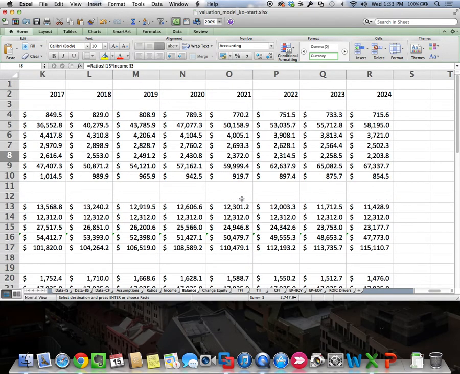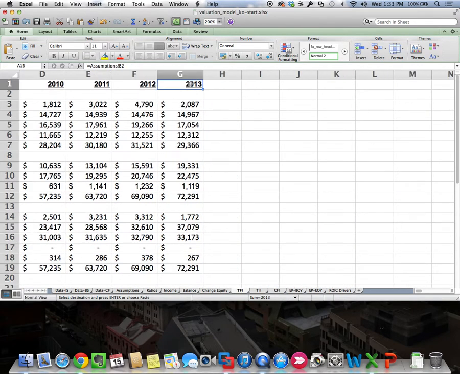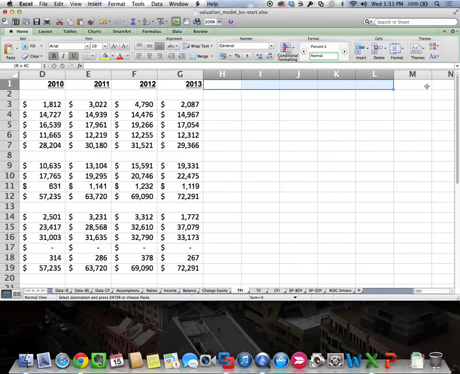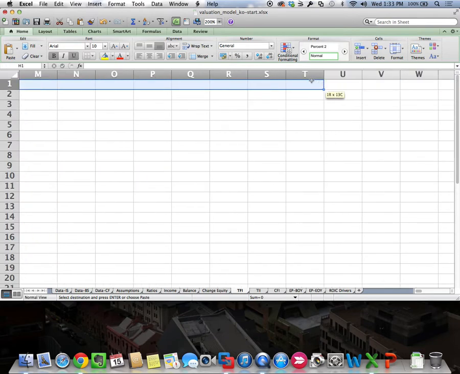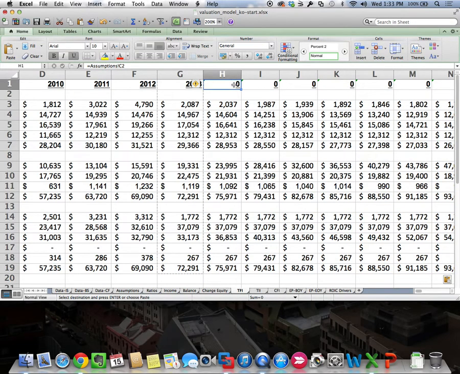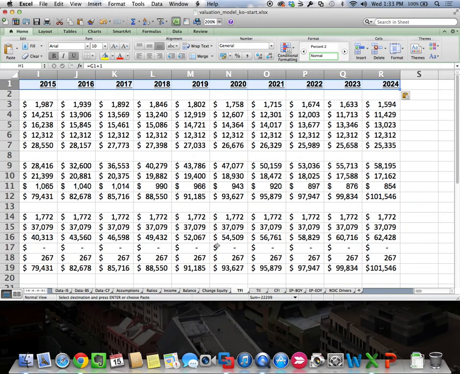Which means I'm ready to go to my TFI and copy my TFI through 2024 because it's all relative reference to that balance sheet. So I copy 2013, I go out to column R, paste it. Now, because it's relative years, starting with H1 equals the previous year plus 1, so I have to copy and paste that years out. But I now have a forecasted TFI, which looks like it balances going out through 2024.